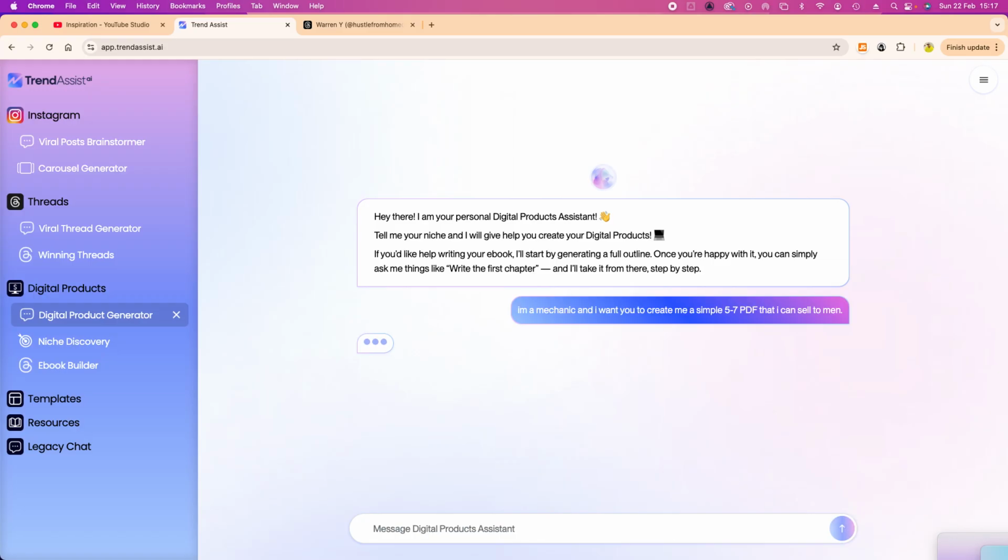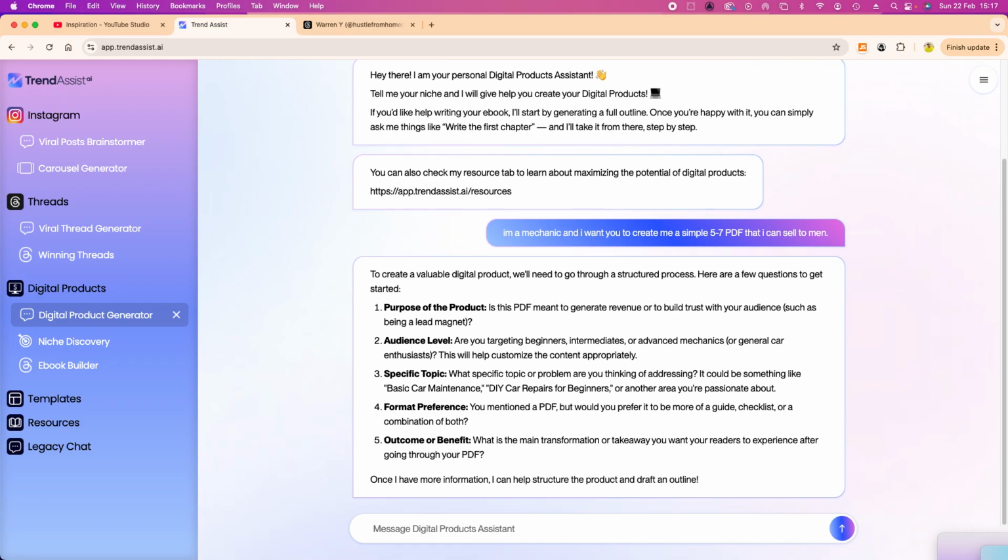Right? Let's see what it says. Again, if you're a 9 to 5 mechanic, let's monetize your current job into a PDF. So it says, to create a valuable digital product, we need to go through a structured process. Here are a few questions to start. Purpose of the product. Is this PDF meant to generate revenue or to build trust with an audience? So we're going to say we want to generate revenue.